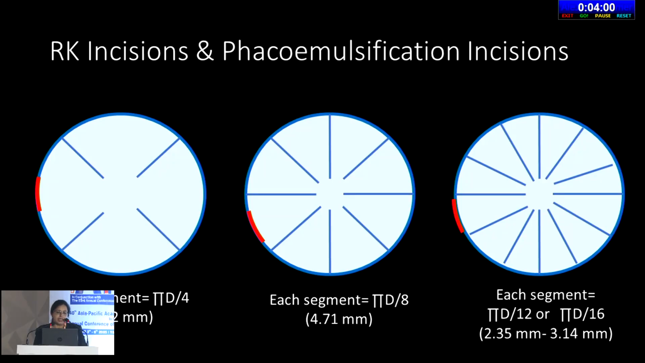So when you look at the RK incisions, use the formula 2 pi r, or pi times diameter. Depending on the number of incisions, you can get the circumference of each arc segment. As long as you have around 8 segments, you are fine in making a posterior limbal or clear corneal incision. Even up to 16, between 2 incisions you have around 2.35 mm distance, so you can go ahead with a 2.2 mm incision.